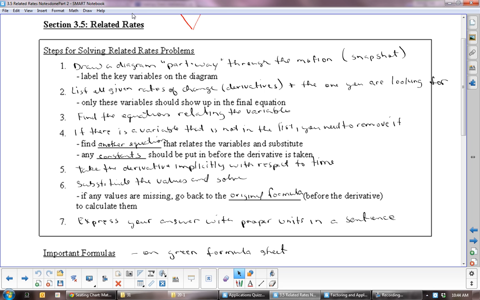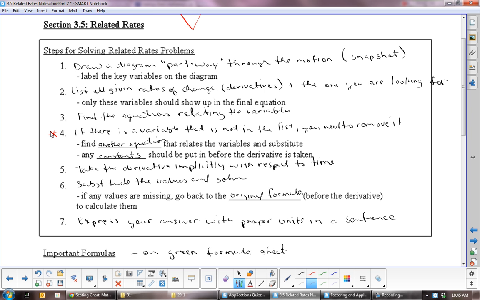List all the different rates of change that you have. So if they give you the change of area, that's dA over dt. Get all those, and then which one you're looking for. Maybe they want dr over dt. Find the equation relating all the variables. Today, that was Pythagoras, or pi r squared. Today, number 4 is going to be much more applicable.